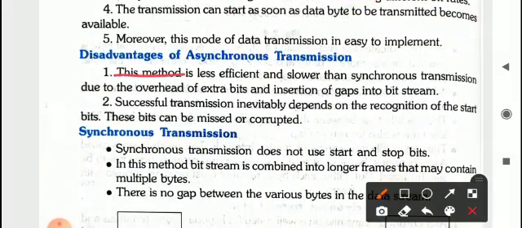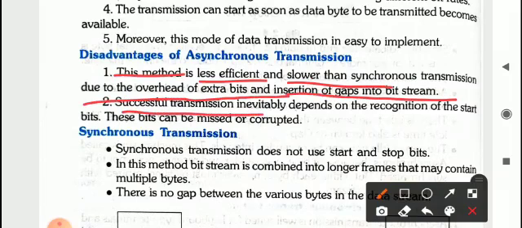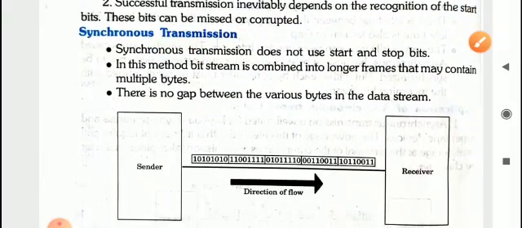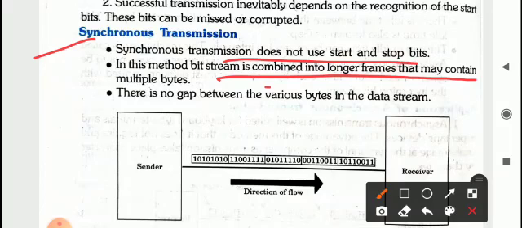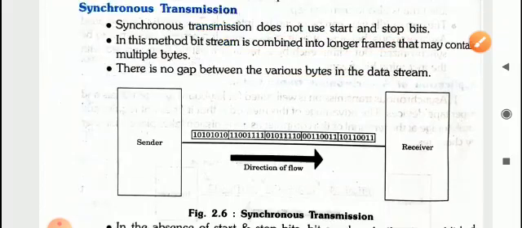This method is less efficient and slower than synchronous transmission due to the overhead of extra bits and insertion of gaps into the bit stream. Successful transmission depends on the recognition of the start bit and stop bit, and these bits can be missed or corrupted on the way. Synchronous transmission: in this, it does not use start and stop bits. In this method, the bit stream is combined into longer frames that may contain multiple bytes. There is no gap between the various bytes in the data stream.